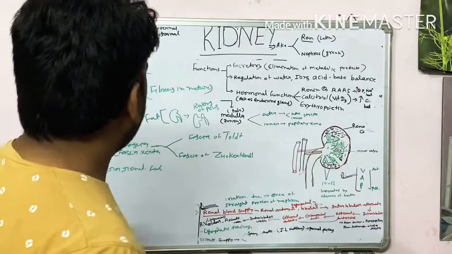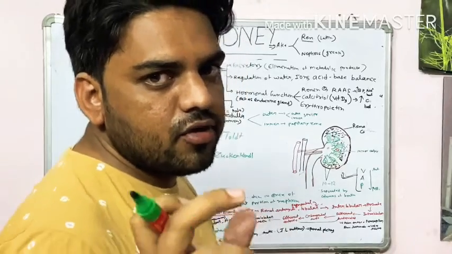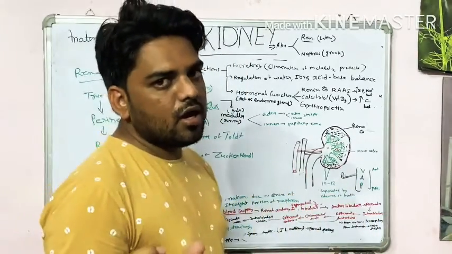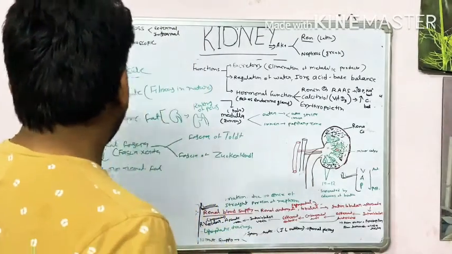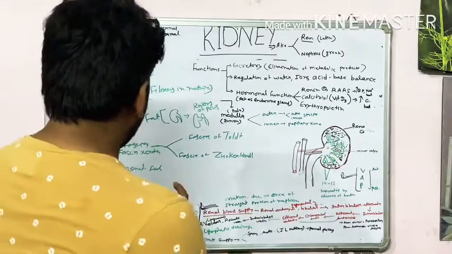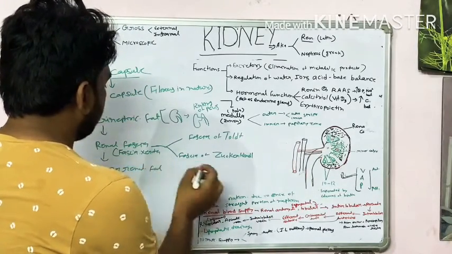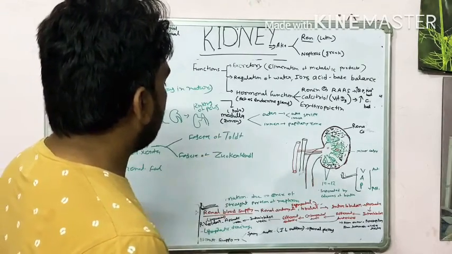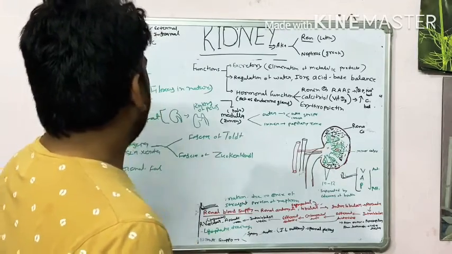In posterior relation, I forgot one thing. We should mention the lateral and medial arcuate ligament also. You have to write that, I forgot it at that time. Now pararenal fat, then renal fascia is divided again into fascia of Toldt and fascia of Zuckerkandl, then perinephric fat.